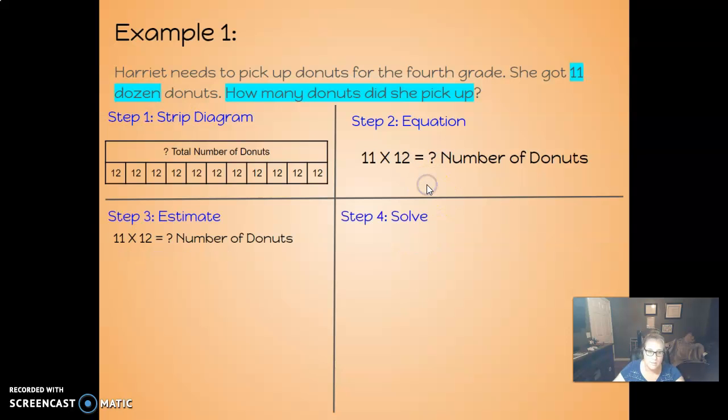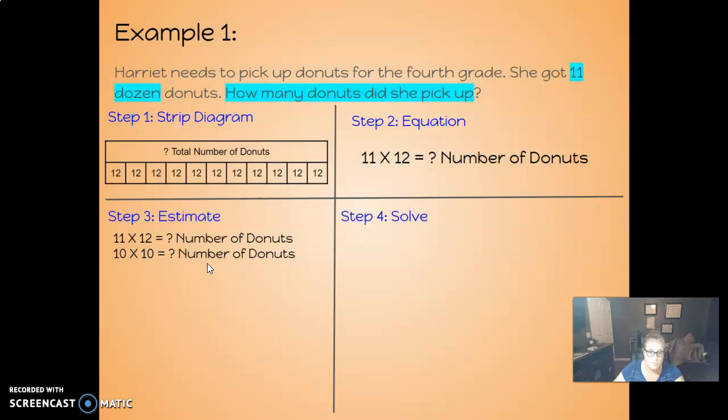After I've written down my equation, I'm actually going to estimate. So I'm going to bring my equation over here, and I'm going to round. We've been talking about rounding. And I'm going to use rounding as my method of estimating. So I'm going to think, what's 11 close to? Now, if you need to, you can use your number lines like you've used in the past to help you. Or if you already know what it's close to, you can do it that way. I'm going to say that 11 is close to 10 and that 12 is also close to 10. So the problem I'm going to try to solve that's a little bit simpler is 10 times 10, and that's going to give me about the number of donuts that Harriet needs to pick up.